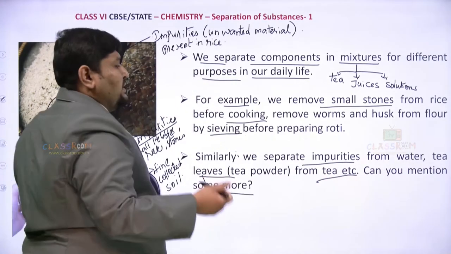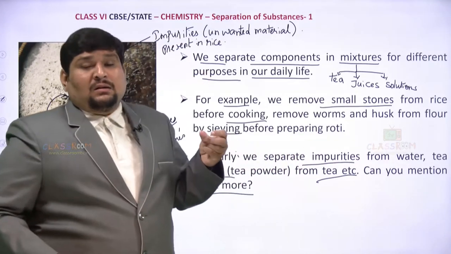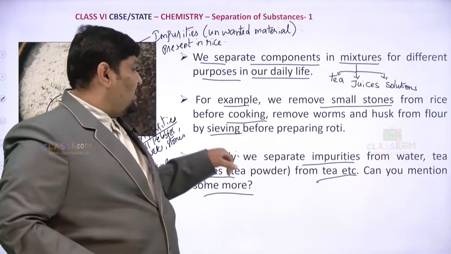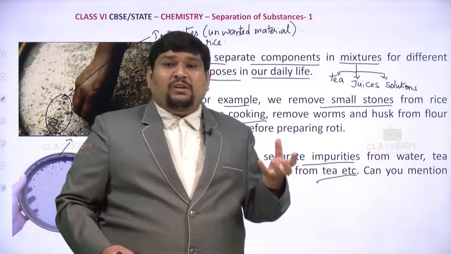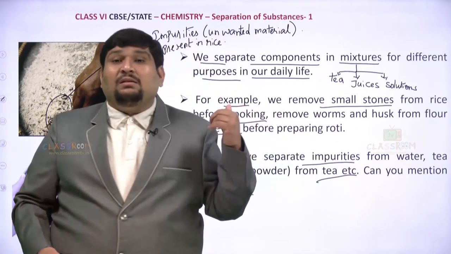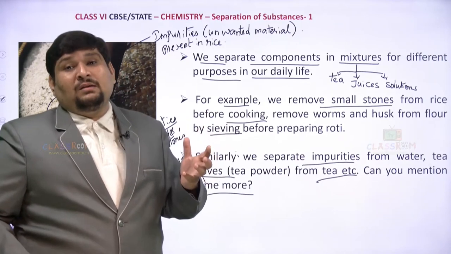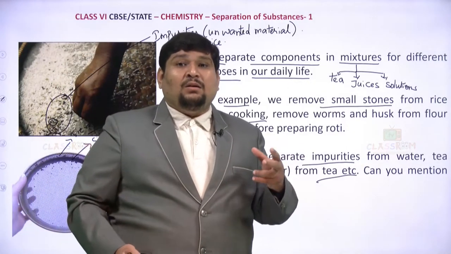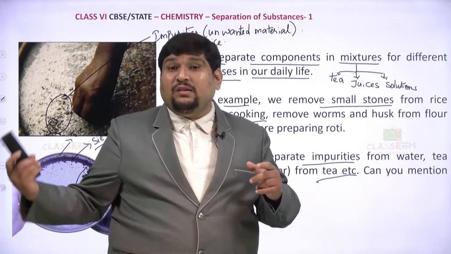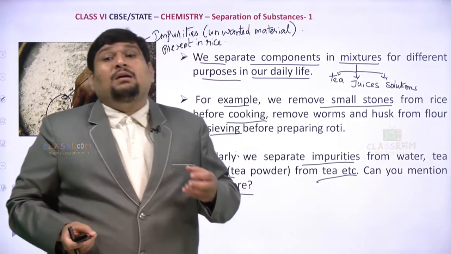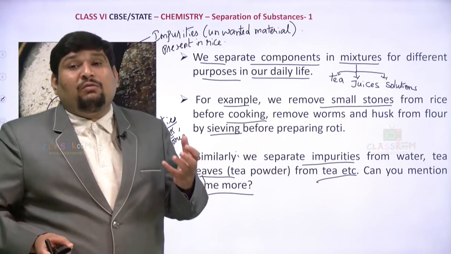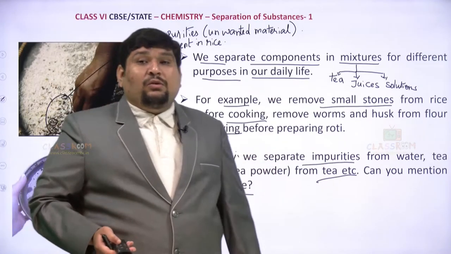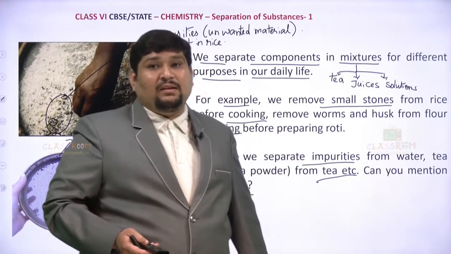Can you mention some more techniques? We can separate the impurities present in water by using the filtration technique, which you are going to learn in this chapter. As you know, we separate the tea leaves, the tea powder, from tea by using a strainer. We use a churning process to separate butter from milk or curd. And we use the sieving process to get rid of minute particles or impurities found in rice flour or wheat flour. There are some other methods which we are going to learn to separate these substances. Yes.